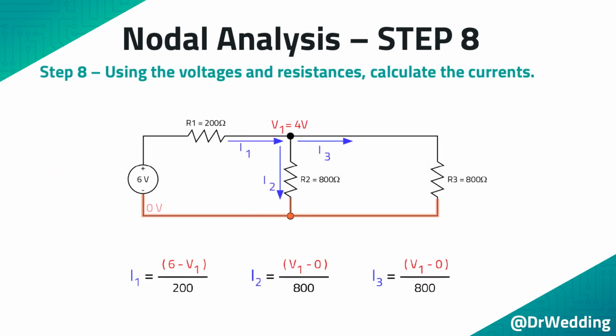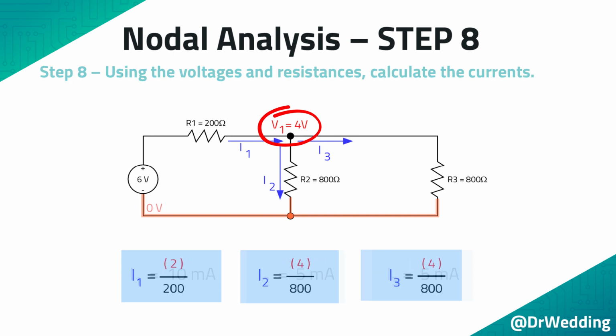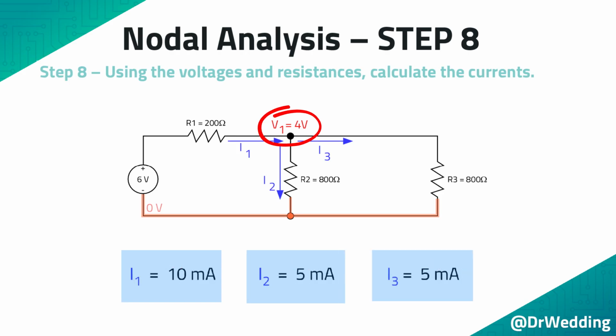Step 8. Using the voltages and resistances, calculate the currents. From Step 7, you know the voltage at the node is 4 volts. So you can plug this value into the current equations from Step 5 and get the value of I1, I2, and I3. Because you found the node voltage V1, you were able to determine I1 is 10 milliamps, I2 is 5 milliamps, and I3 is also 5 milliamps.